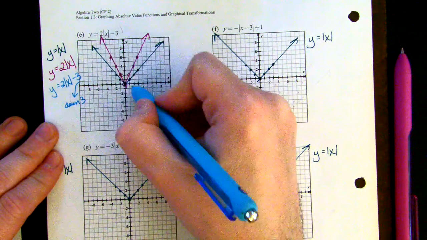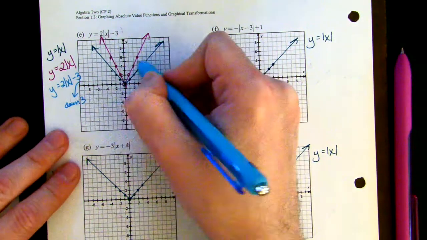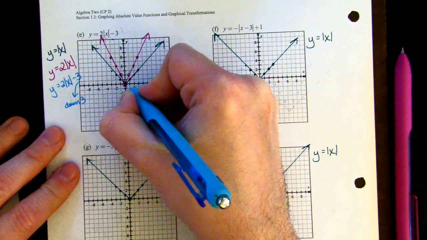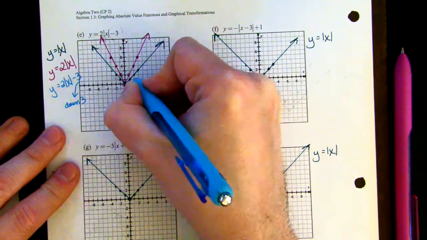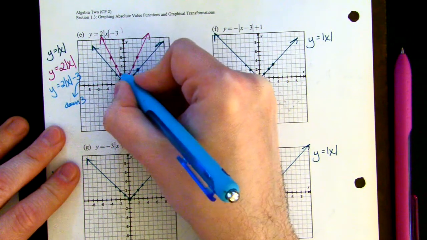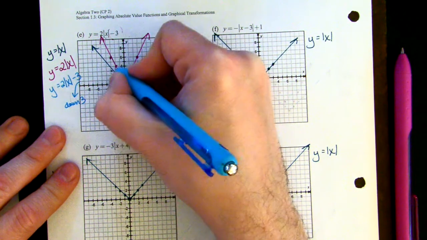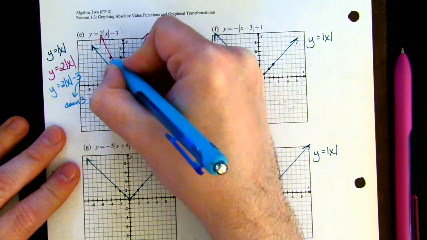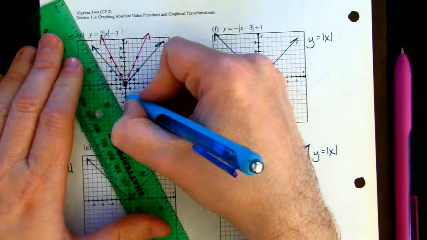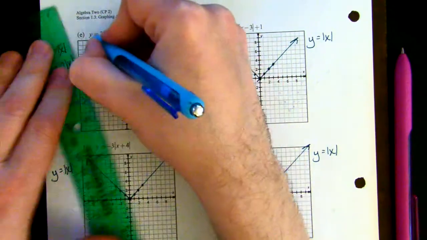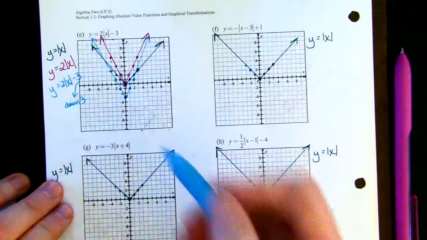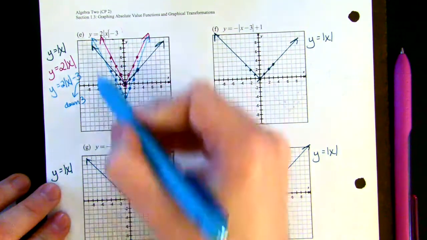I'm not going to move the green graph, though, down 3. I'm going to move that pink graph down 3. 1, 2, 3. Over here, 1, 2, 3. I'm going to connect the dots. And my final graph for y equals 2 times the absolute value of x minus 3 is that light blue graph.